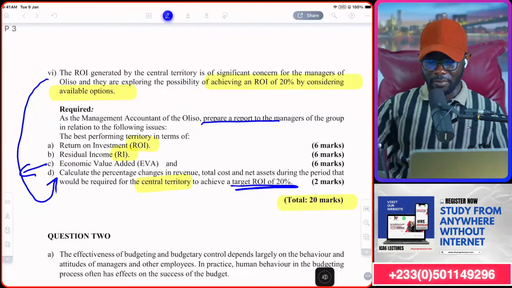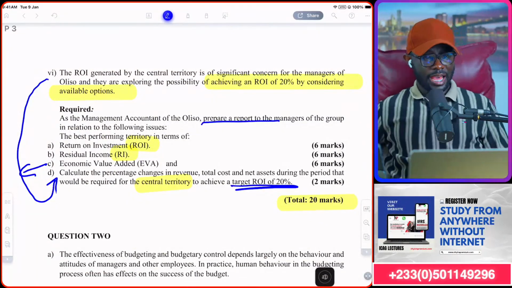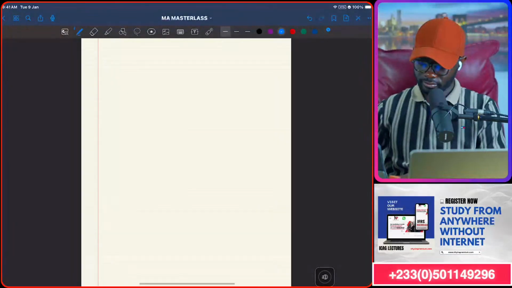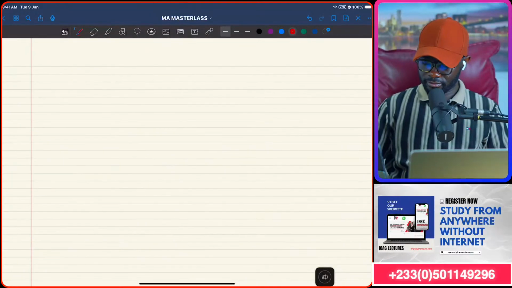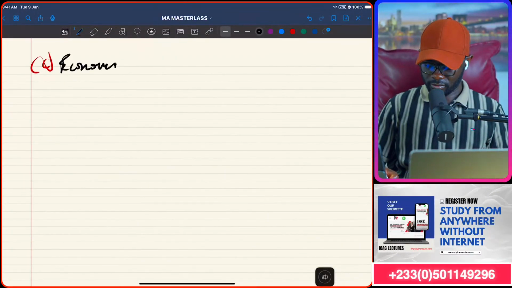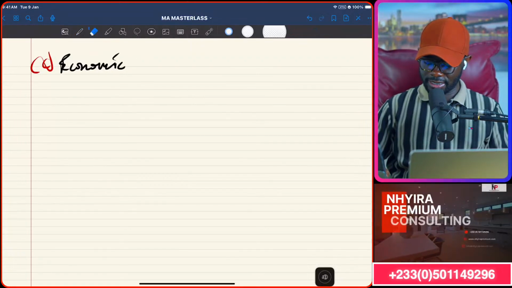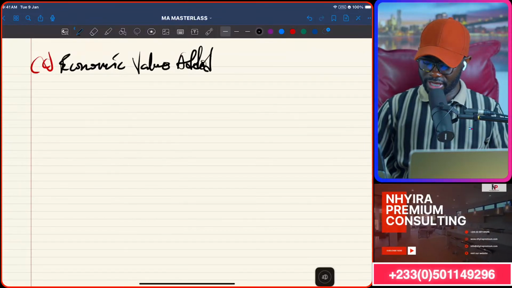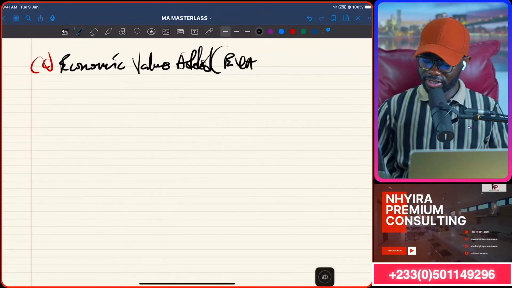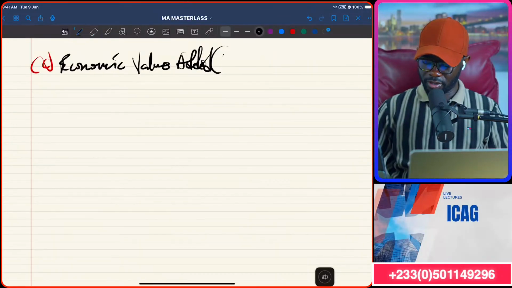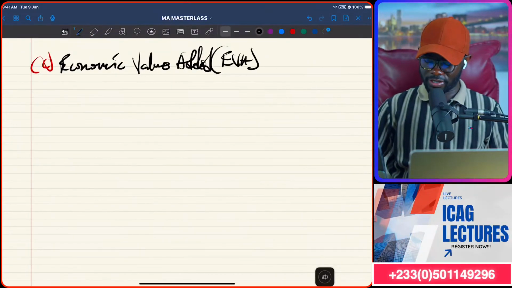Next one is my personal favorite area, and that is EVA, economic value added. I want you to stay with me carefully here. It's pretty simple, but quite interesting.